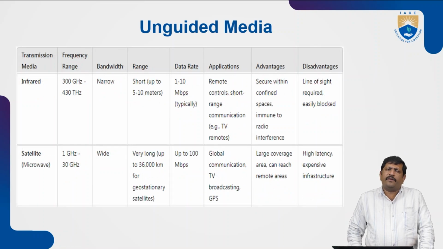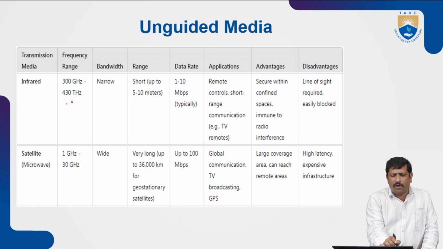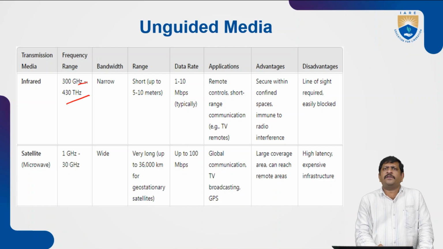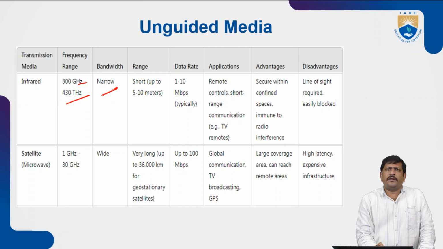Take infrared. For infrared, the frequency range is 300 gigahertz to 430 terahertz. The bandwidth for infrared is very narrow. It is short range, that means infrared can be transferred only up to 5 to 10 meters.